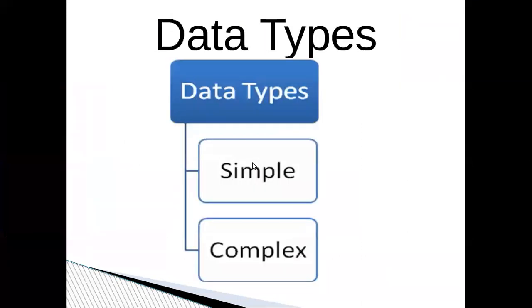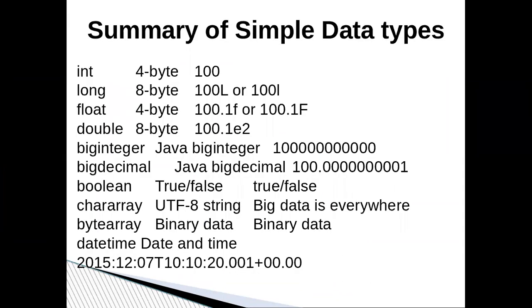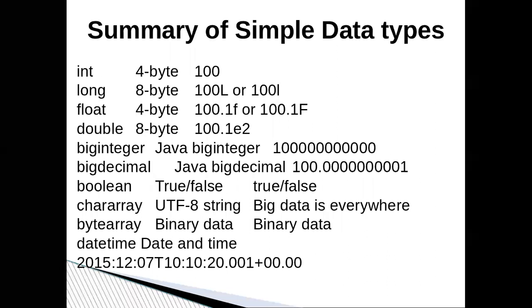Then let's move on to the data types in Pig. Two broad categories are there, the simple data types and the complex data types, right? And they are similar to the Java data types because Pig and Hadoop are based on Java. So let's have a look at the familiar simple data types that you have: int, long, float, double. These are all in Java also, and with the same size. You can see the big integer, the big decimal, the boolean, the char array for your UTF-8 string, byte array.